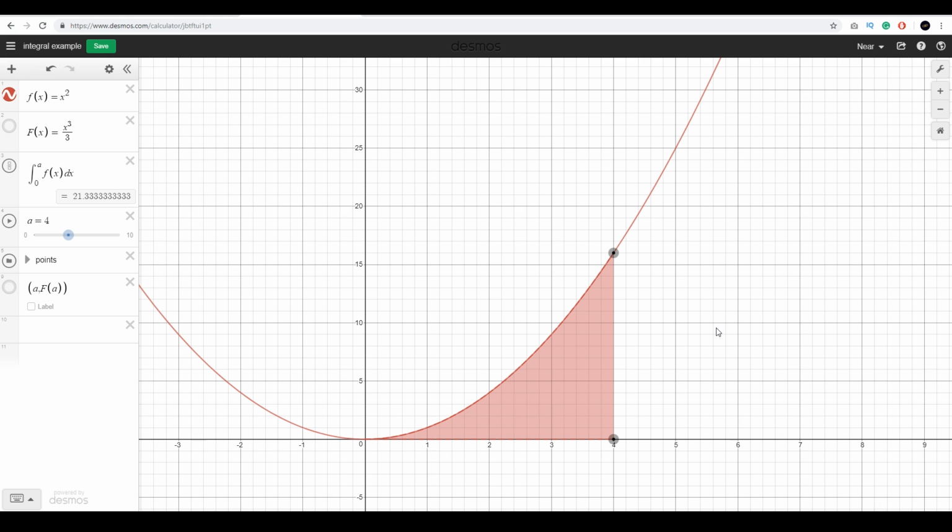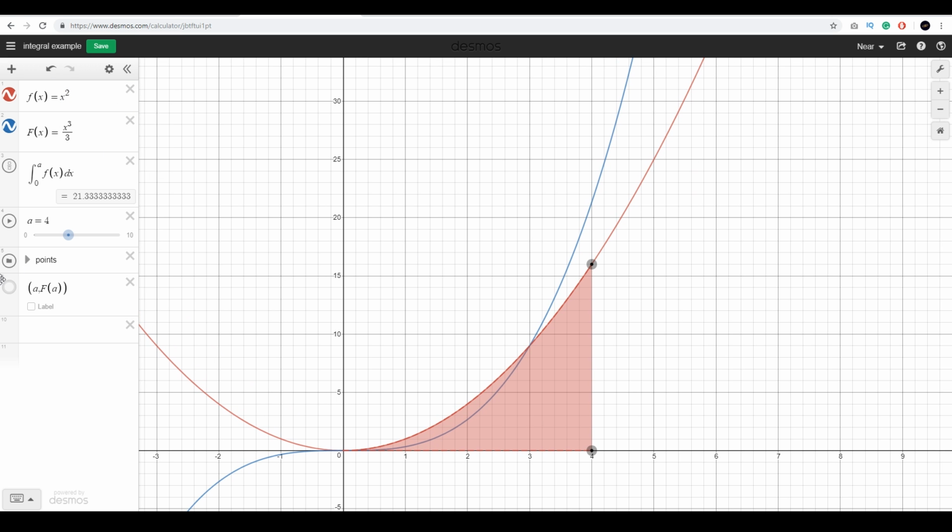And let's just say we want to find the area from 0 to 4. What we could do is find the integral, or just find a function that, given an x value, will give us the area under this curve. And in this case, for f of x equal to x squared, the integral is x cubed over 3.